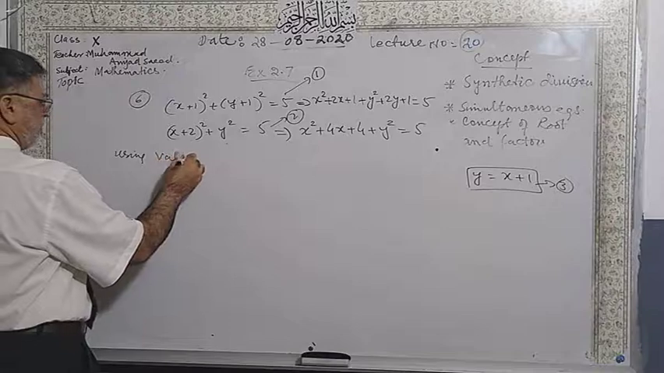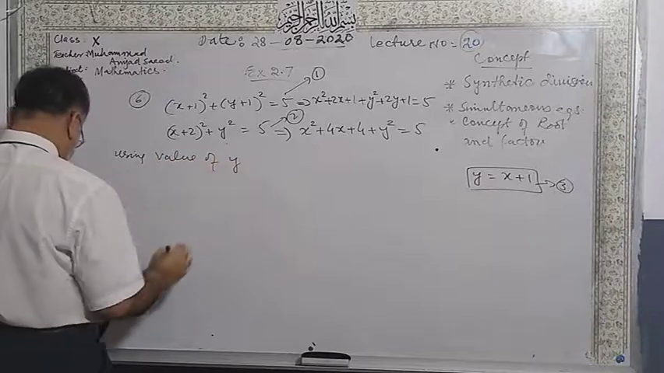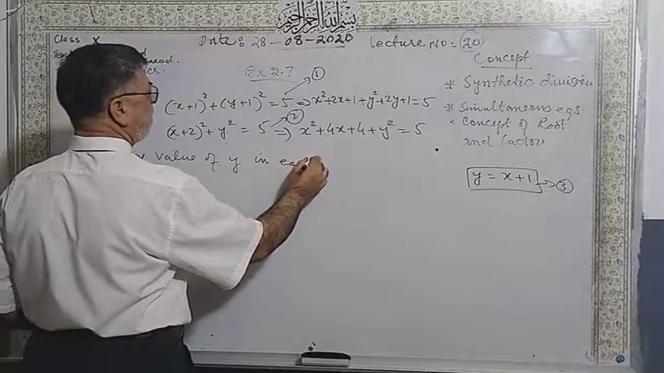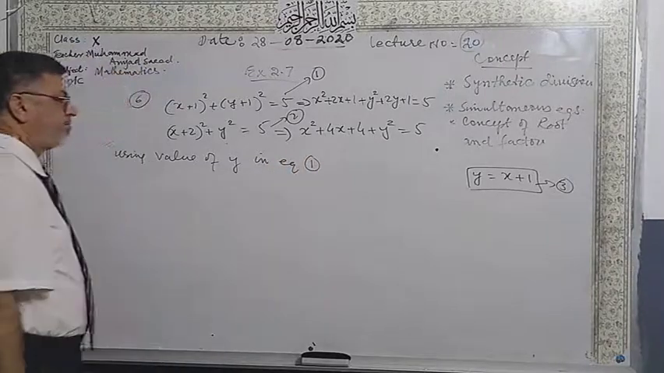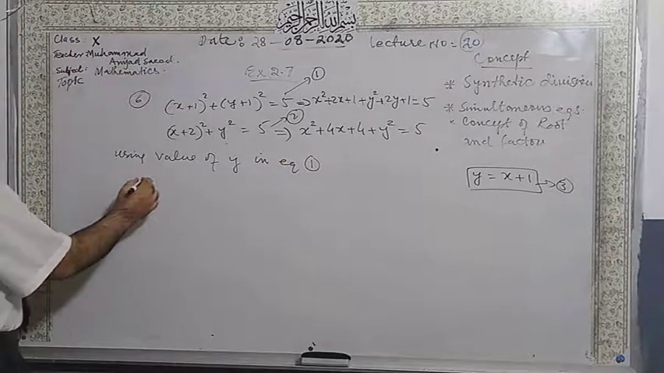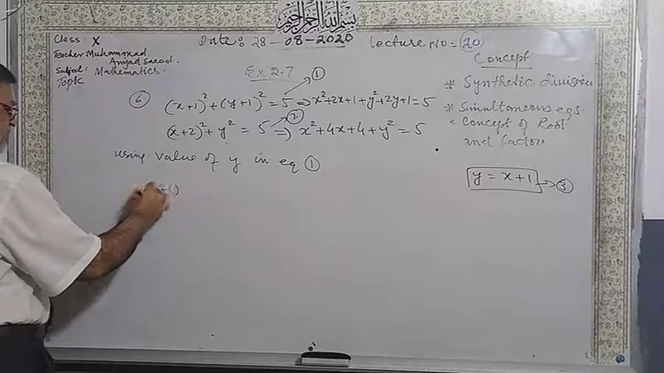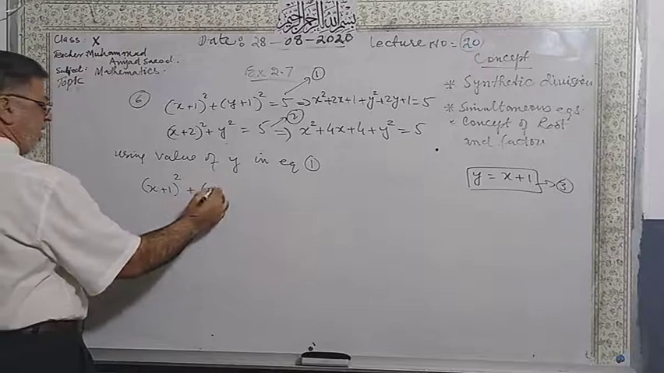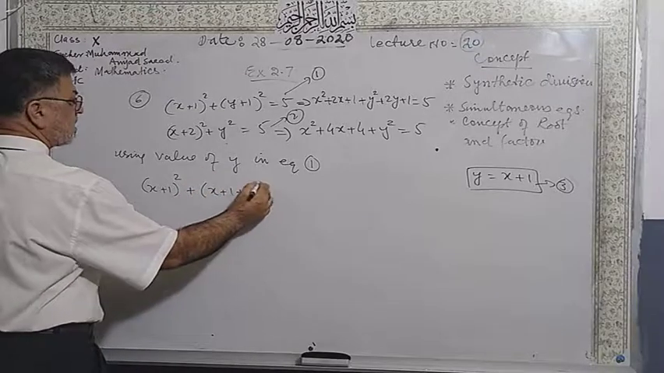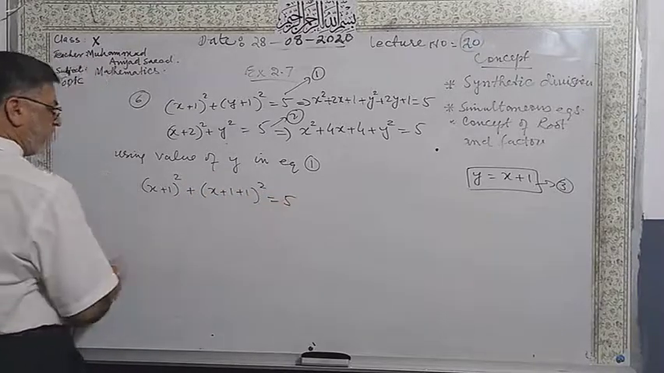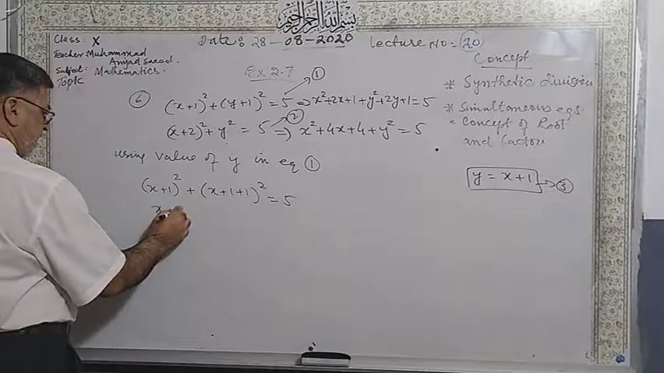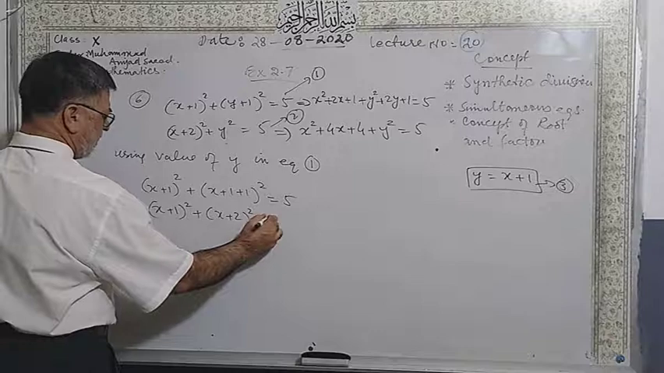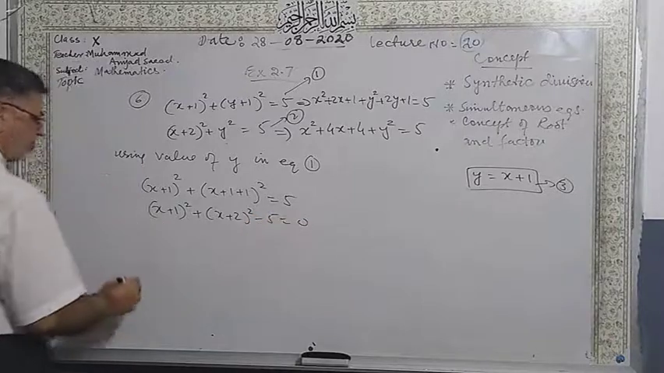Using the value of y in equation number 1, we have (x plus 1) square plus, instead of y I am applying x plus 1, square is equal to 5. (x plus 1) square plus x plus 2 square minus 5 is equal to 0.